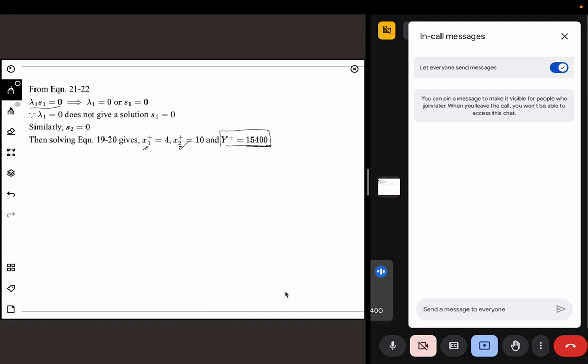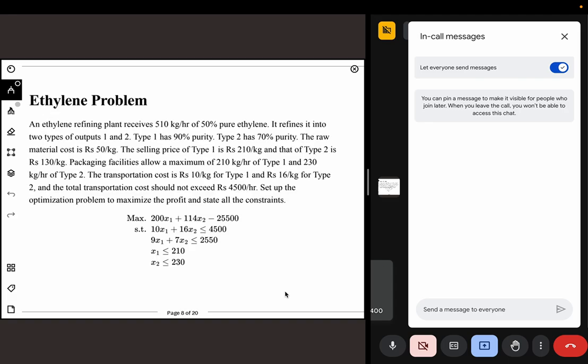Okay, this problem is clear. Okay. This is another problem. This is also very similar. You have the same kind of problem. You try to maximize the profit. So you can go through the question. I'll upload this in the same drive folder.